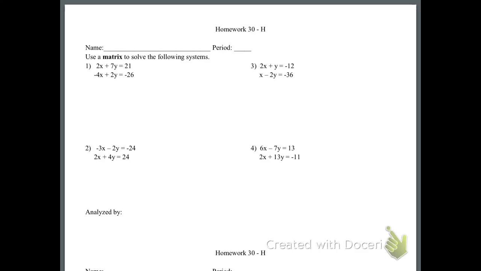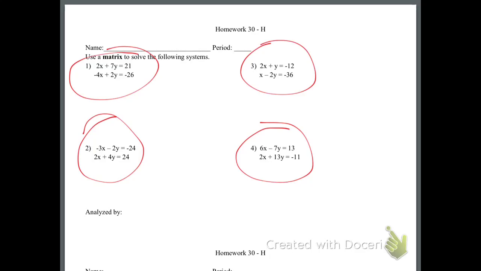Alright, moving on to homework 30. It's 4 systems that you have to solve using matrices. So let's move on to our first one. Convert it to a matrix first. So you're going to get 2, 7, 21. And in your second one, you get negative 4, 2, negative 26.